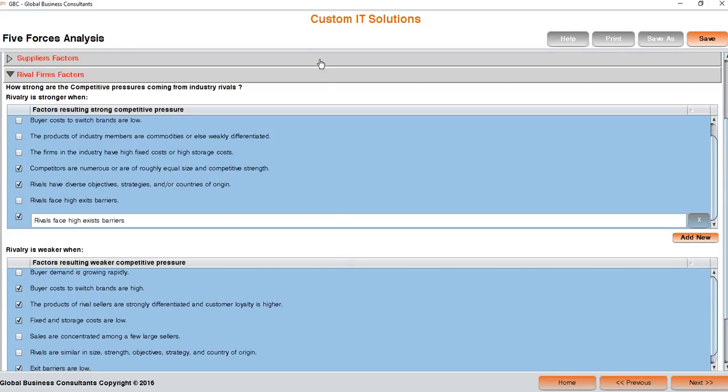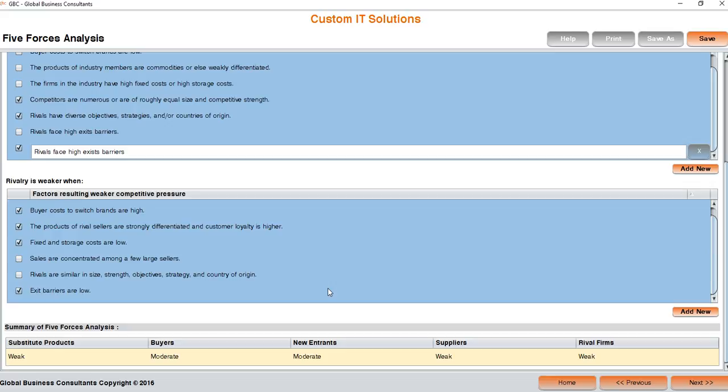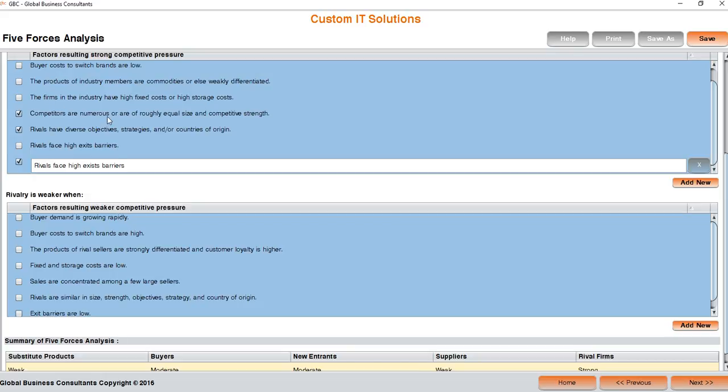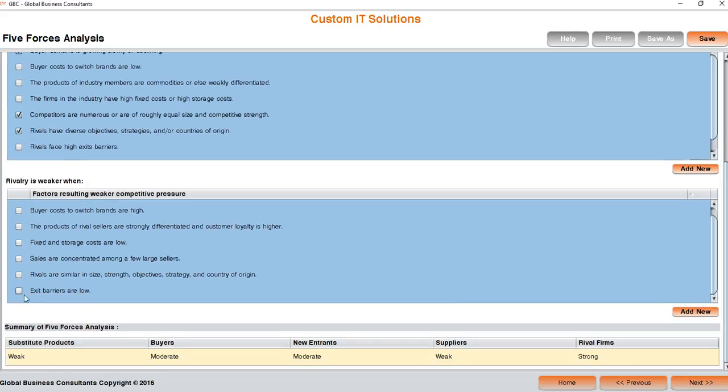Essentially what this means is that the industry that I'm operating in is fairly conducive to profitability. So it's a good industry. Just by way of example, if I unticked all of these, you see rival firms have become stronger because I have more ticks in my strong than my weaker. And I'm just going to get that back to moderate. It was a weak, and there you go.